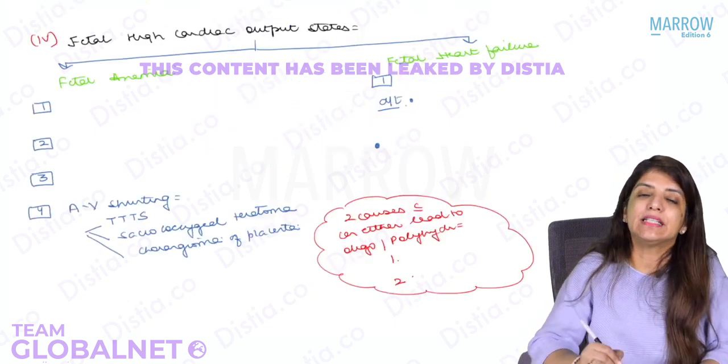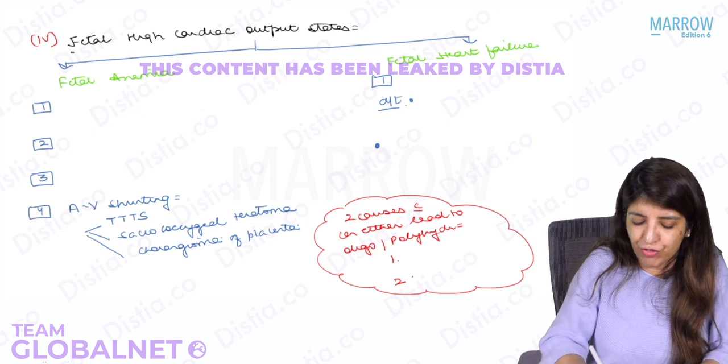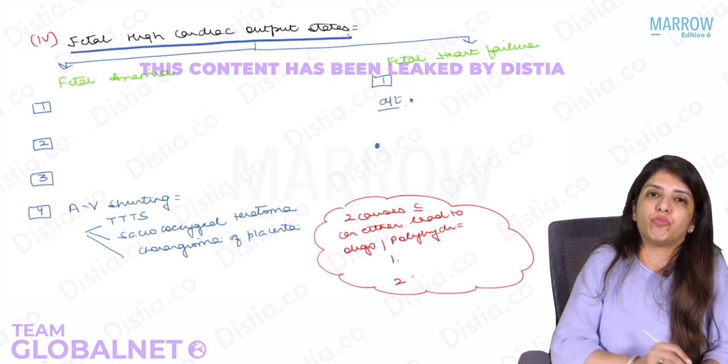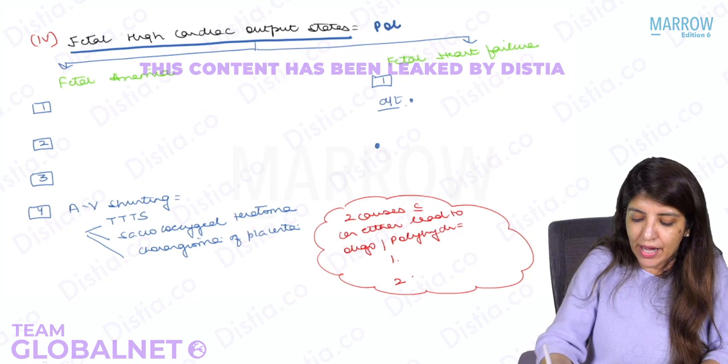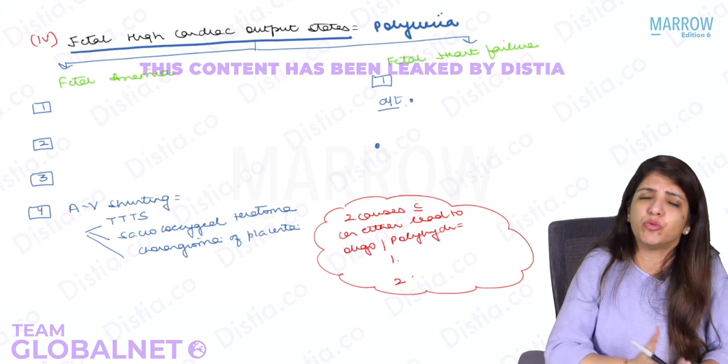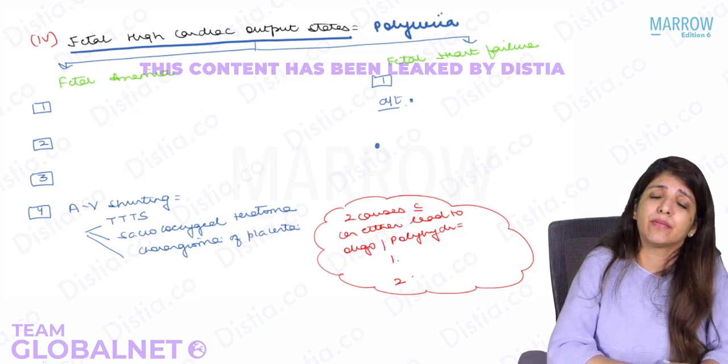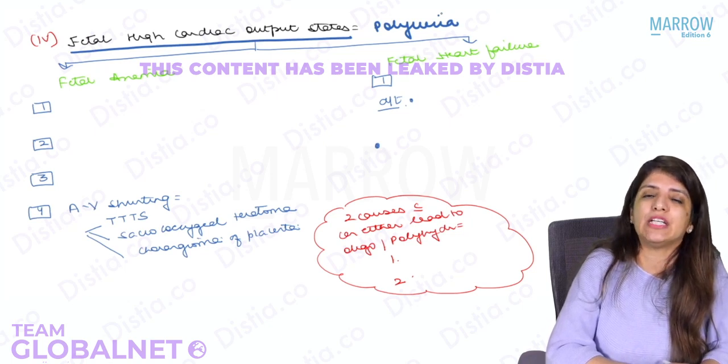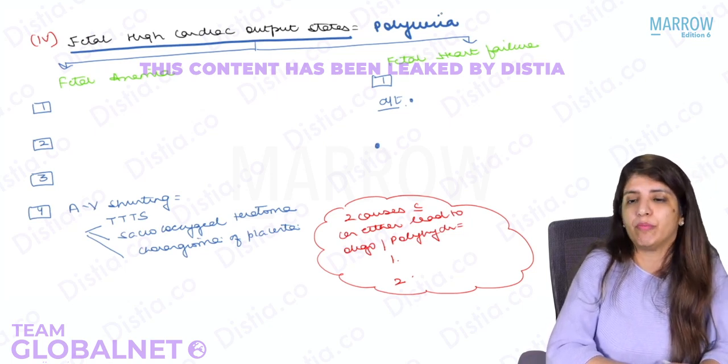You will get increased urine production in fetal high cardiac output states. In fetal high cardiac output states also there is polyuria. Obviously, if there is a high cardiac output, there will be increased blood flow to the kidney, and if there will be increased blood flow to the kidney, there will be increased GFR. In other words, there will be polyuria.